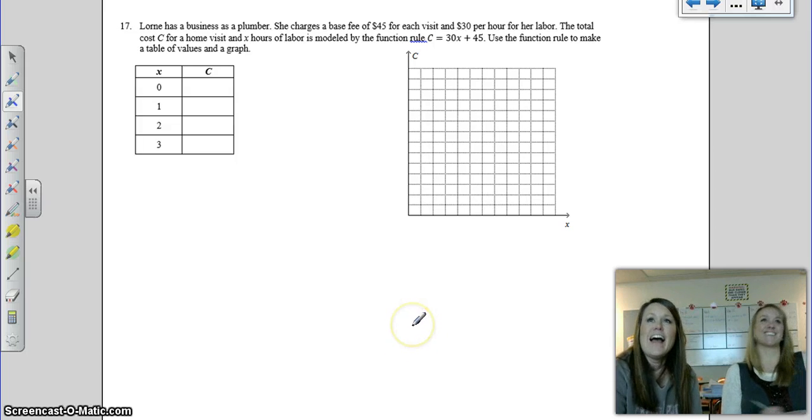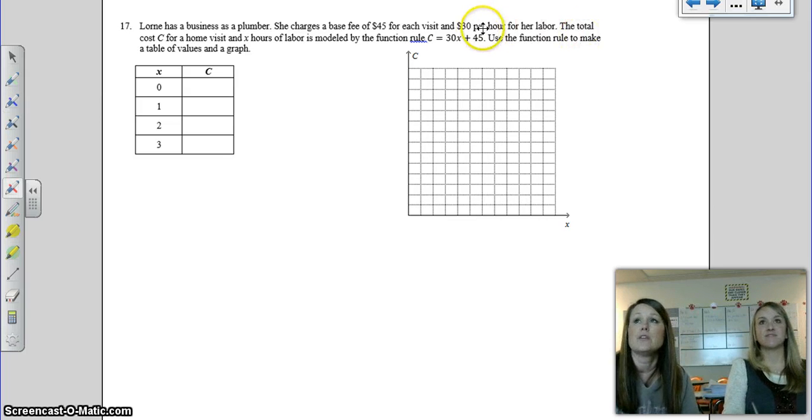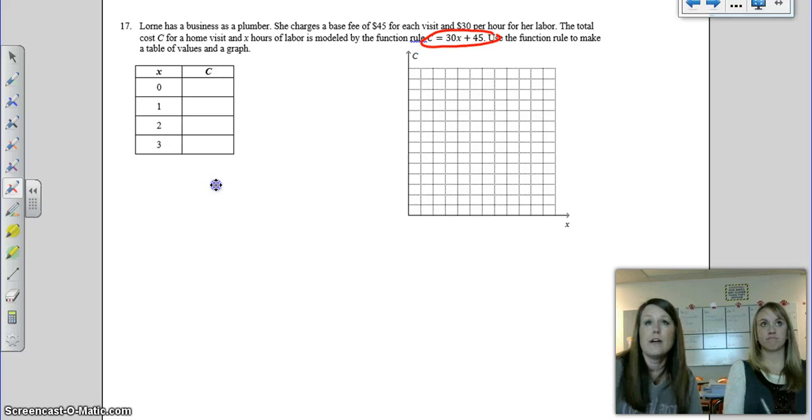Okay, Lorne has a business as a plumber. Oh, and it's a girl. She charges a base fee of $45 for each visit and $30 an hour for her labor. And they give us the function. So we're going to use it to fill in the table to get an answer. So I have x equals 0, which is going to be 0 times 30.